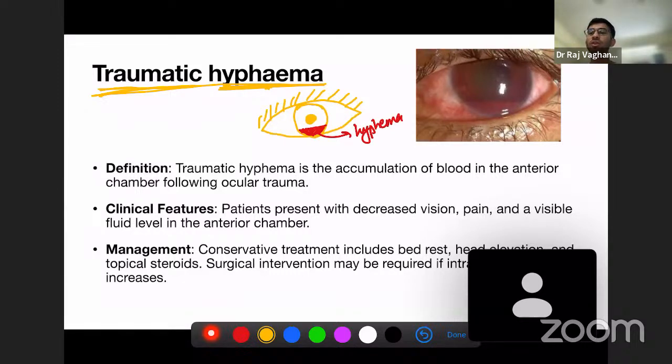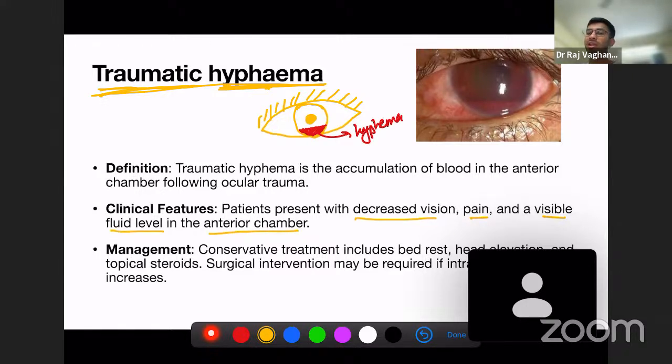Now, clinical features: patients present with decreased vision, pain, and a visible fluid level in the anterior chamber. You can see here there is a visible fluid level in the anterior chamber. So these are the clinical features.